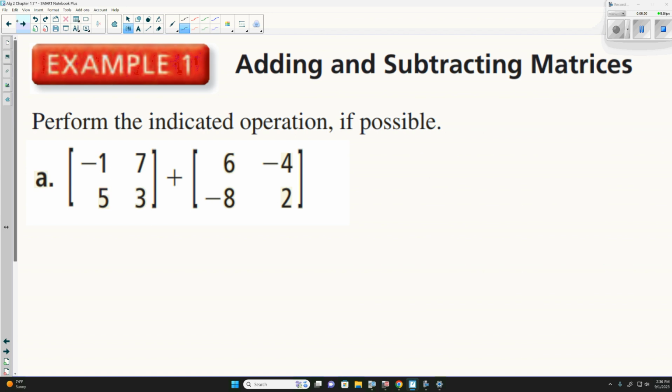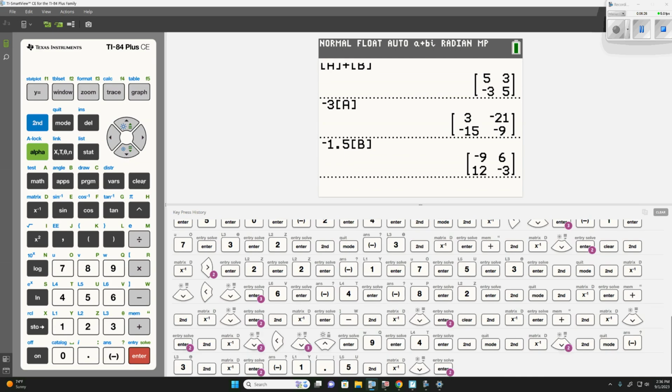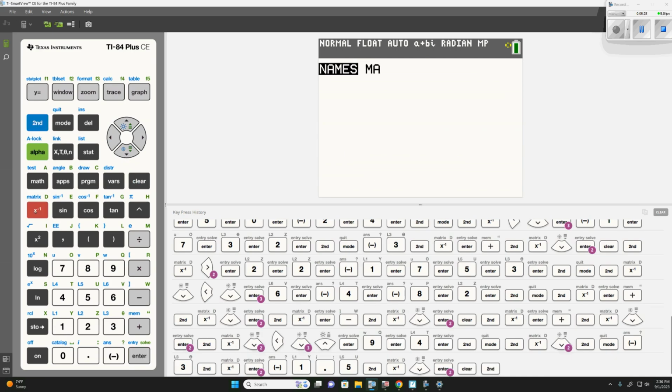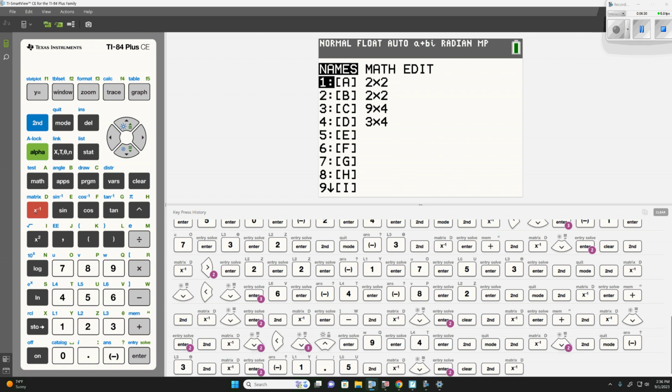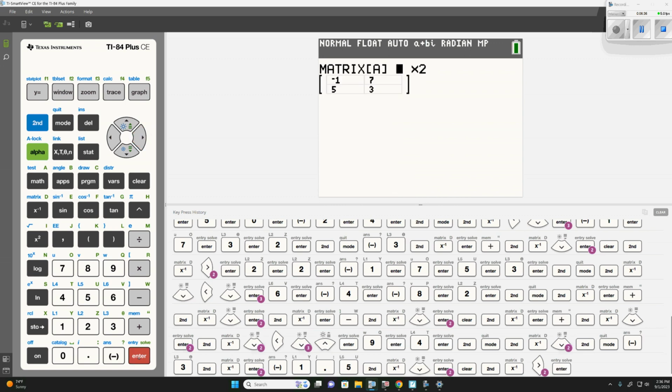And to answer your question, yes, we can do these in the calculator. So this one here, if I wanted to do it in the calculator, just like we did the other day, we need to plug the matrix into the calculator. So I can go second matrix, edit A, which is a 2 by 2, and incidentally, I already have it typed in.